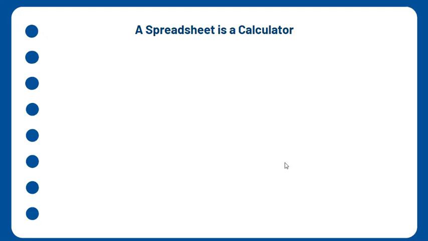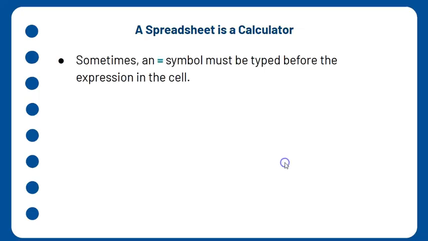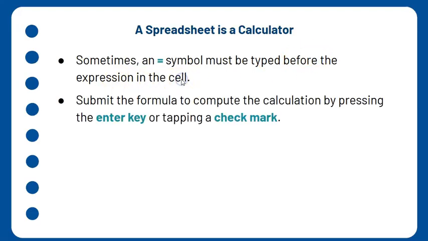Cells in a spreadsheet can have numbers, formulas, or labels. Labels can't be used in formulas, but numbers and other formulas can. Sometimes an equal symbol must be typed before the expression in the cell. Submit the formula or compute the calculation by pressing the Enter key or tapping a check mark.